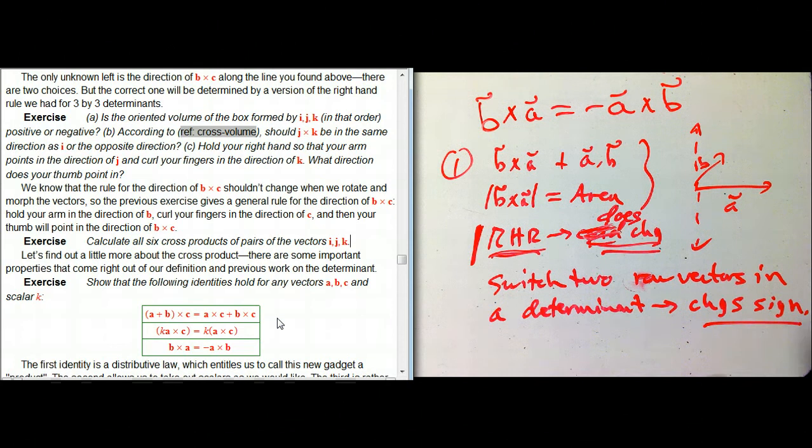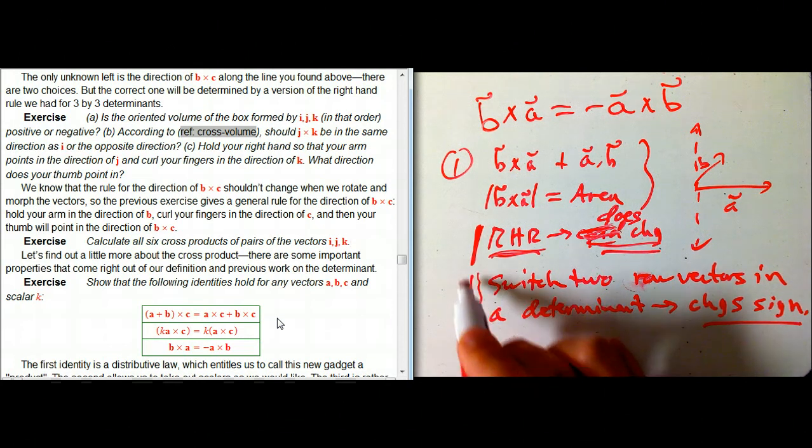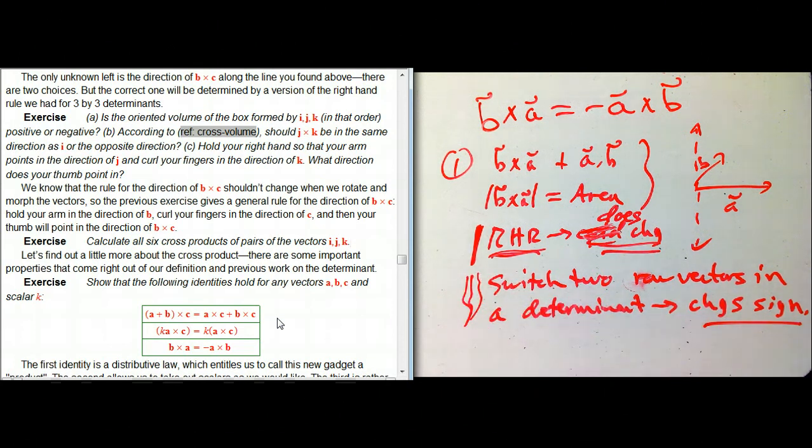Okay? So this is one of the things that we focused on in our class, one of the fundamental properties of the determinant. In fact, everybody should focus on it. It's so fundamental that when you switch the vectors, the sign changes. That leads directly to this property of the cross product. Okay. What about these two rules?